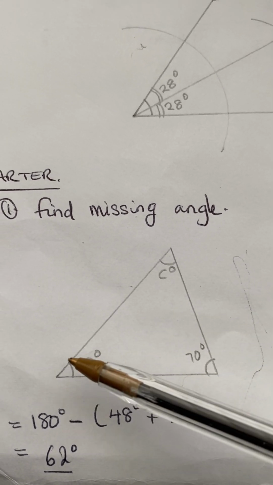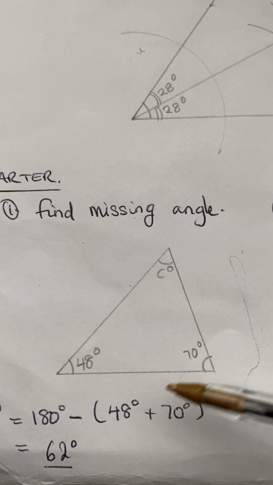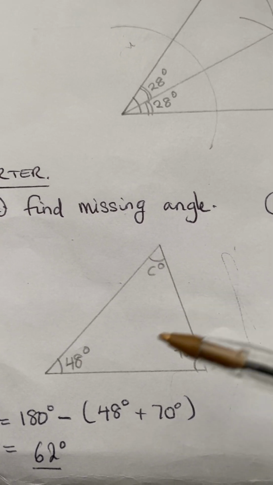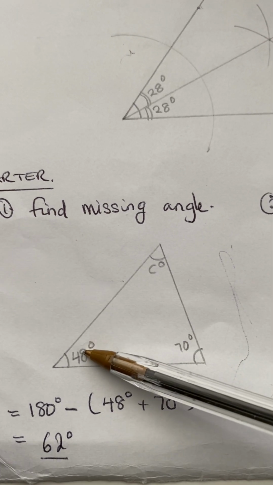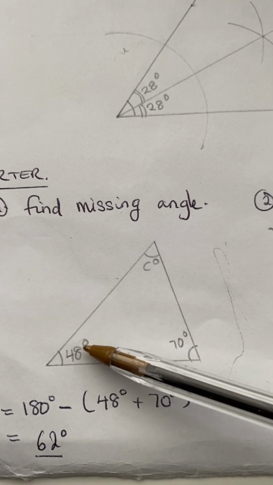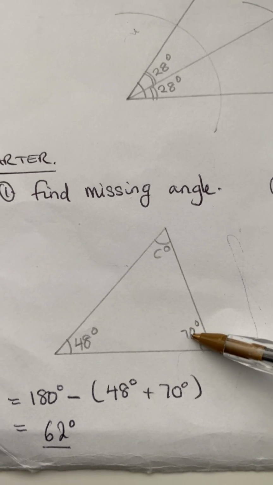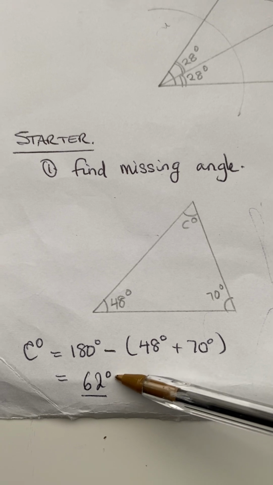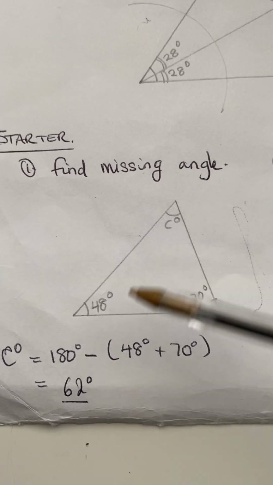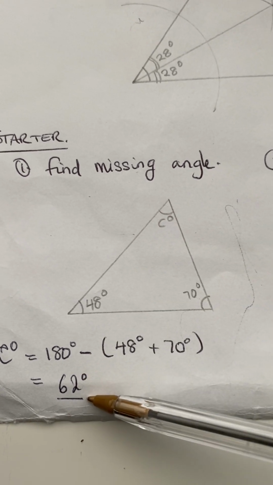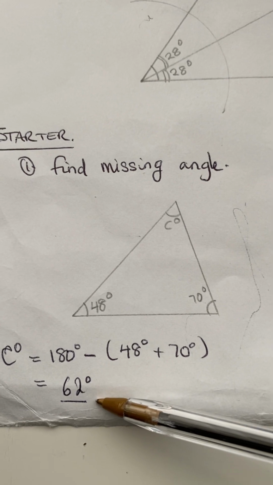Okay, the 3 angles in a triangle should add up to 180. Now you have 2 of them. So if you take 48 from 180 and 70, you are going to get 62 if you do it correctly on the calculator. So this angle will be 62 degrees. You can calculate it by now.